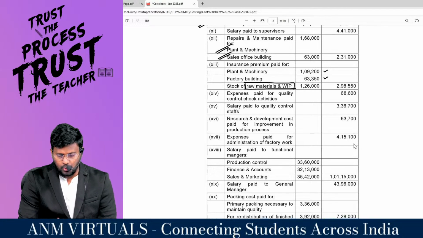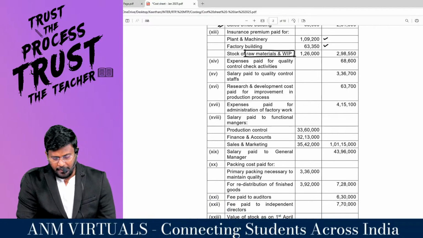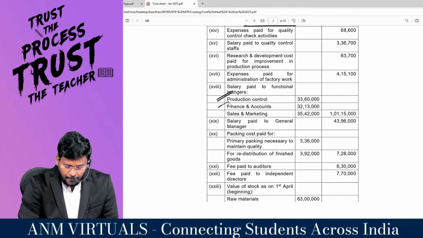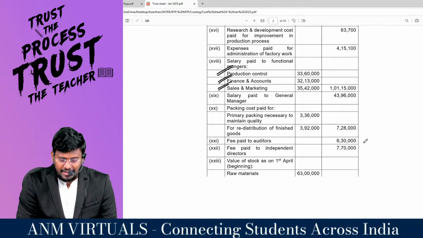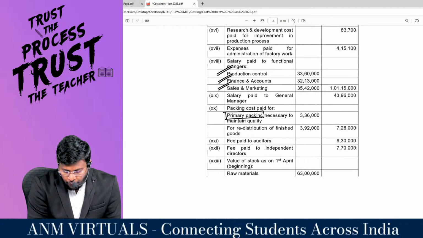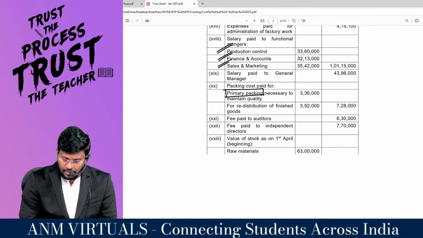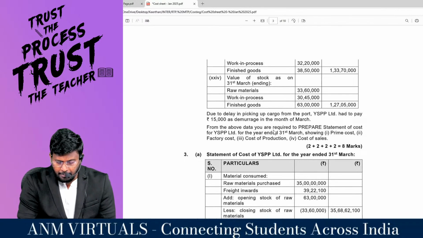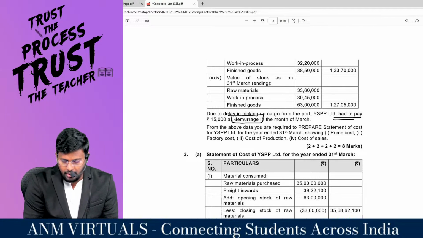Expense paid for quality control check activity, salary paid to quality control staff, research and development costs paid for improvement in production process, expenses paid for administration of factory work, salary paid to functional managers such as production control, finance and accounts, sales and marketing, salary paid to general manager, packing costs for primary packing necessary to maintain the quality, this is primary packing, for redistribution of finished goods, fees paid to auditors, fees paid to independent director, closing stock has been given and opening stock has been given. Due to delay in picking up cargo from the port, YSPP Limited had to pay 15,000 as demurrage in the month of March.